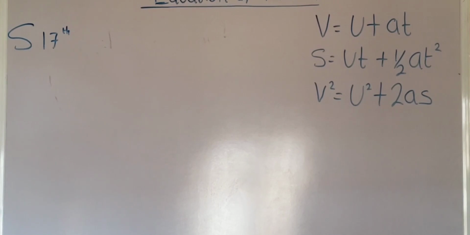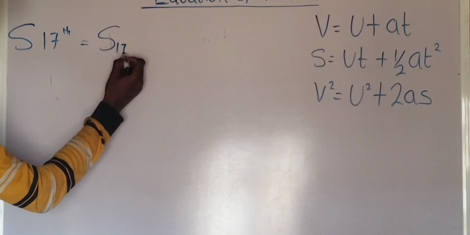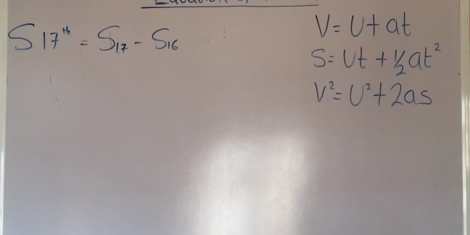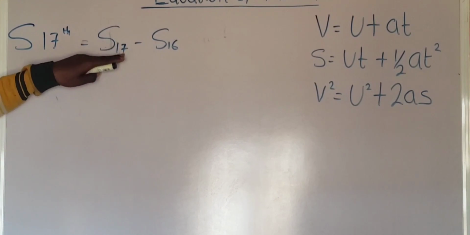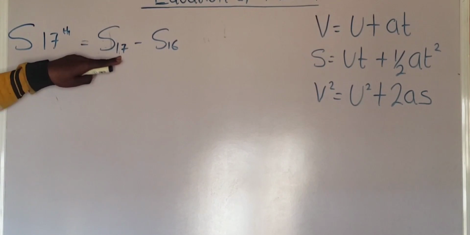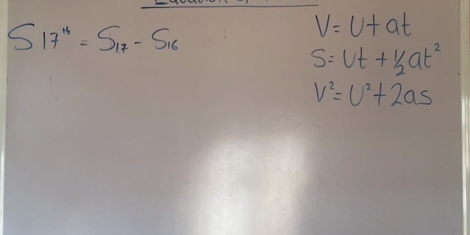The distance of the Formula 1 car in the 17th second of the motion is the difference between the distance when the Formula 1 covers 17 seconds and 16 seconds. That is S17 is equal to X17 minus X16. That is the distance that we are looking for, okay? Don't think that it is the distance of X17 alone. It is the difference between these distances, that is when the Formula 1 covered 17 seconds of the motion and 16 seconds of the motion. That difference is what we call S17, okay?